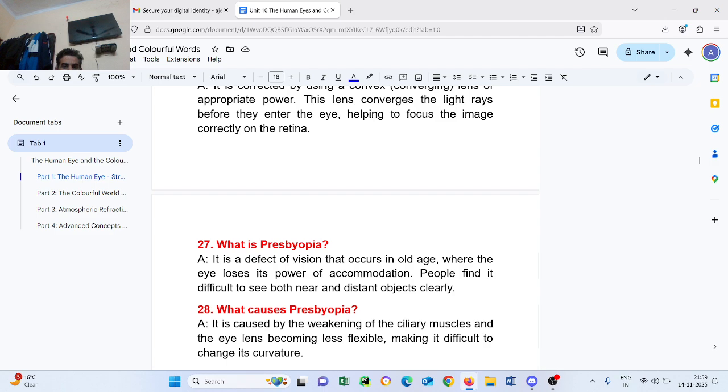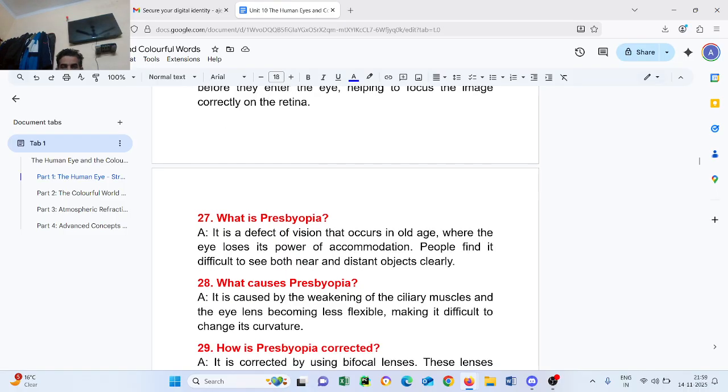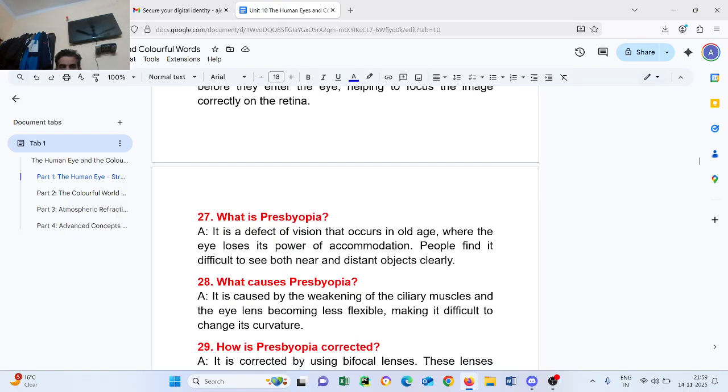Question number 27. What is presbyopia? It is a defect of vision that occurs in old age where the eye loses its power of accommodation. People find it difficult to see both near and distant objects clearly.